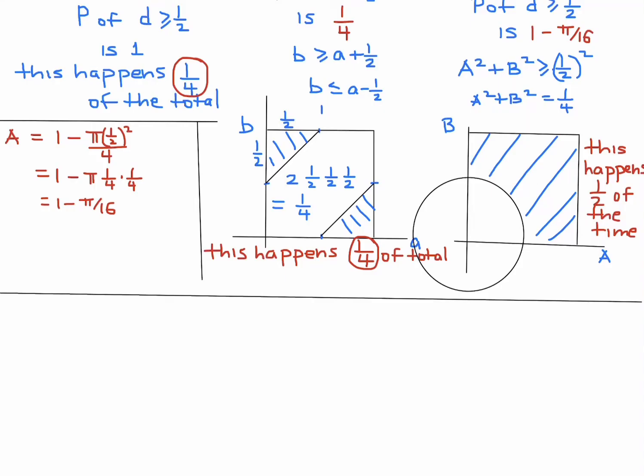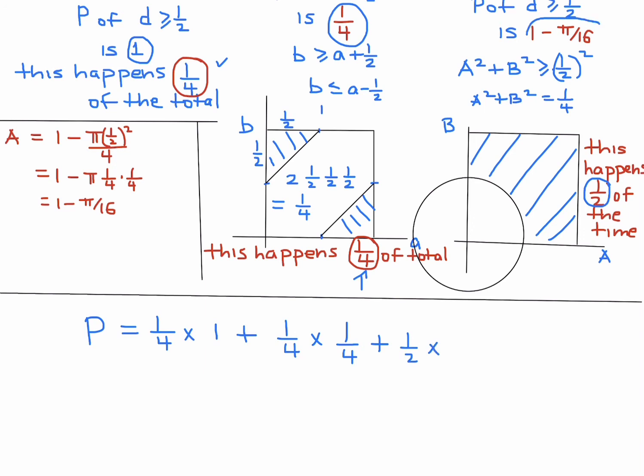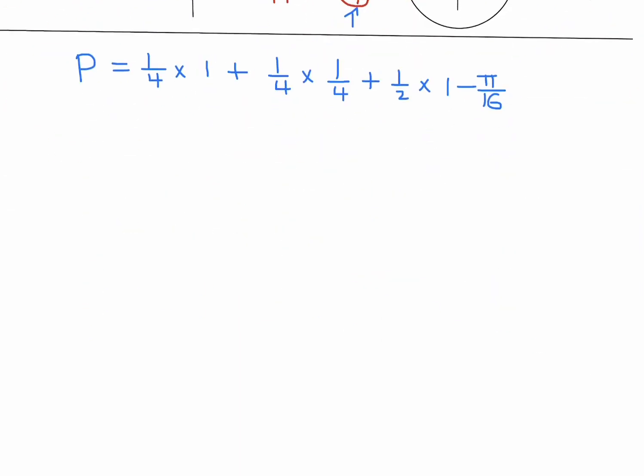So now we have to combine our findings. Our probability will be this 1/4 times this 1, plus this 1/4 times this 1/4, plus this half times this 1 minus pi over 16. So now if we combine, we get a quarter plus 1 over 16. Multiplying this out, we get 1/2 minus pi over 32.